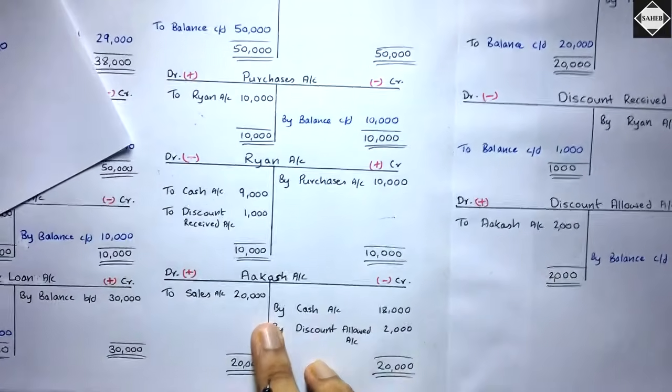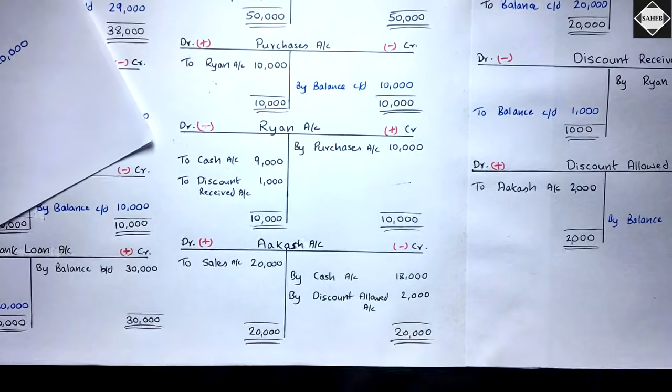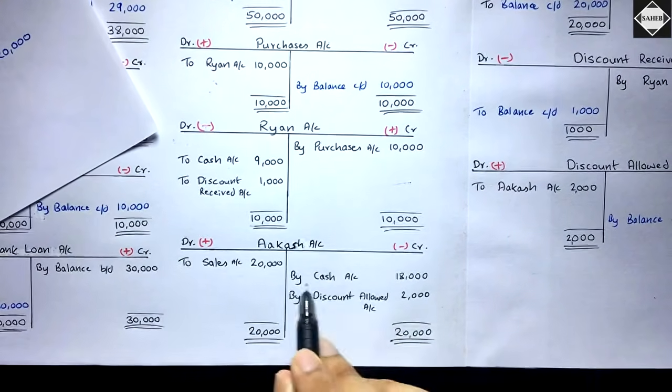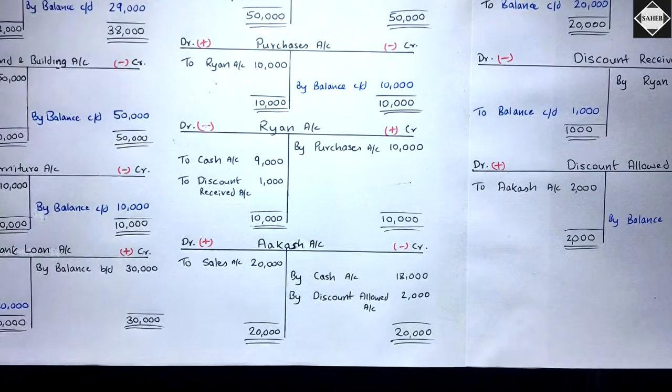And then in Akash account also everything is over. See here, sales was there 20,000. Take it on both the sides. And here also it's full. It's tallied by cash account 18,000, by discount allowed 2,000. So did you understand? It's very simple. It's not difficult at all.